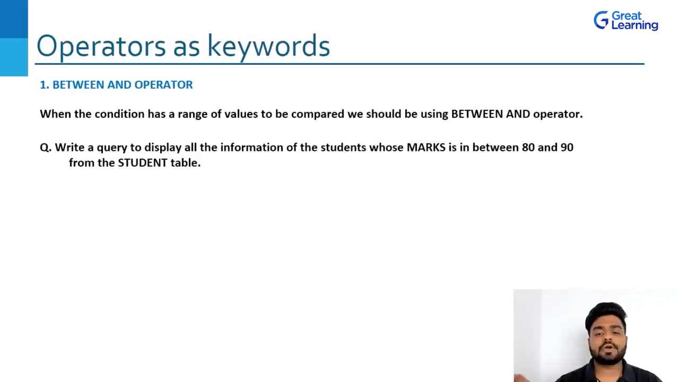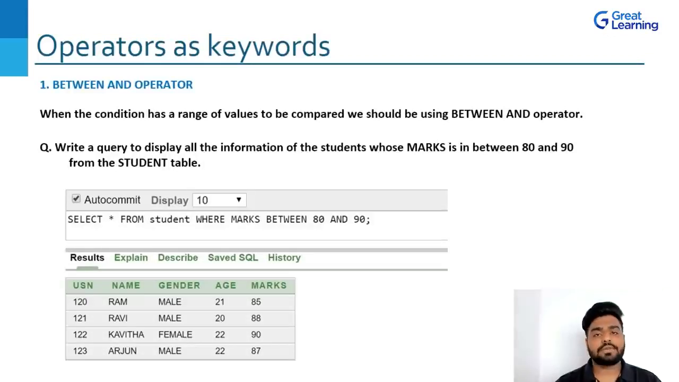Write a query to display all the information of the students whose marks is in between 80 and 90 from the student table. So for all the students whose marks is in between 80 and 90, we need to use between and. Select star from student where marks between 80 and 90. So all the student details of those who have got marks between 80 and 90 are getting displayed.